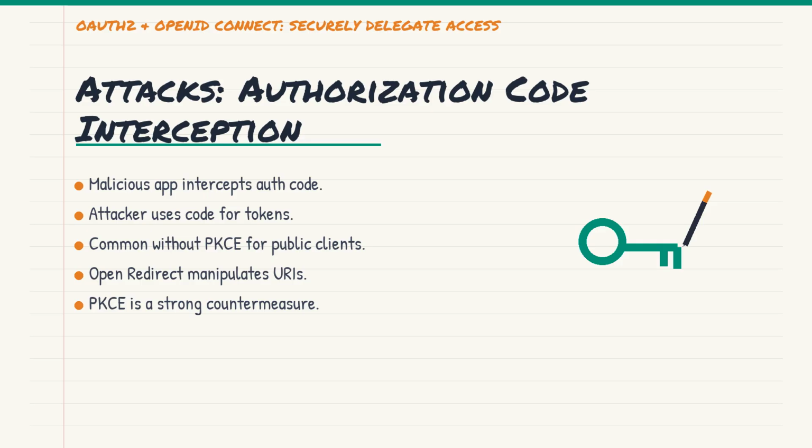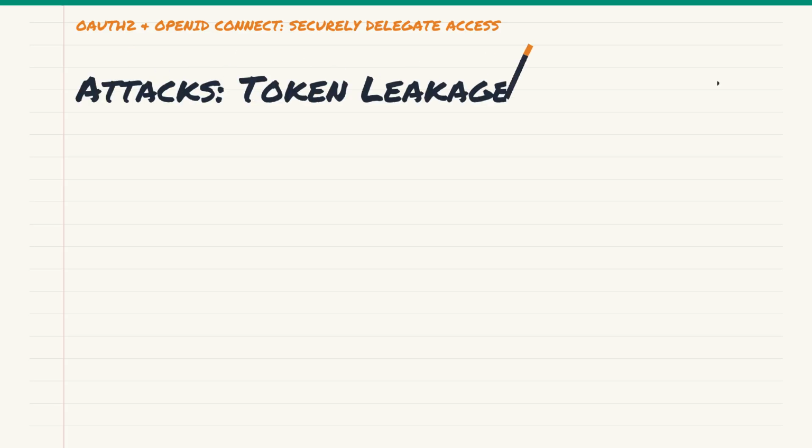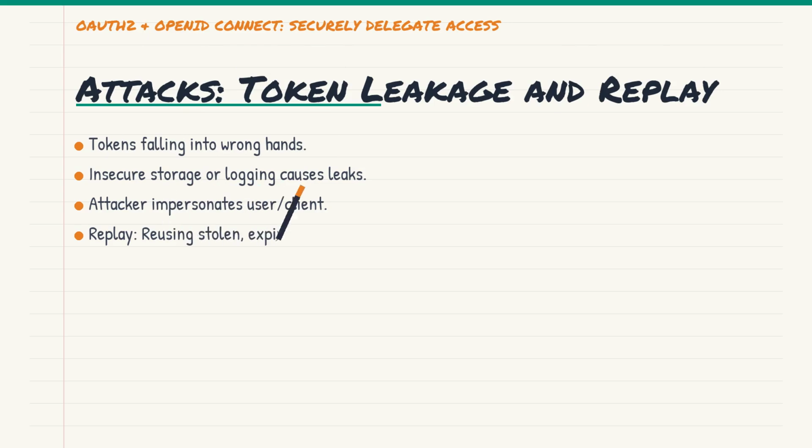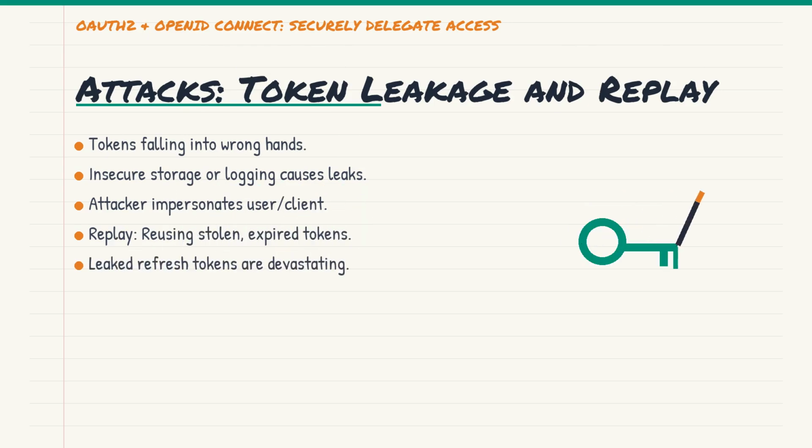Another related attack is Open Redirect, where the attacker tricks you into authorizing access to a malicious site by manipulating the redirect URI. Once a token is issued, it's a valuable secret. Token leakage happens when an access or refresh token falls into the wrong hands. This could be through insecure storage on the client, logging errors, or an attacker gaining access to the client's system. If an attacker has a valid token, they can impersonate the user or client until the token expires.